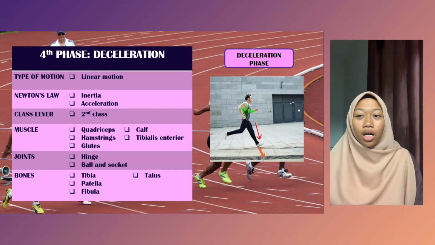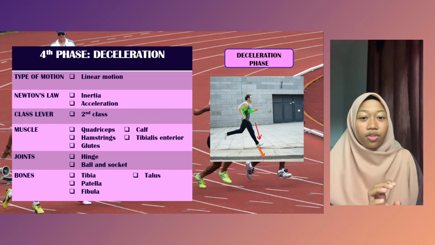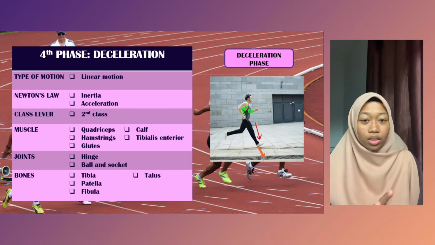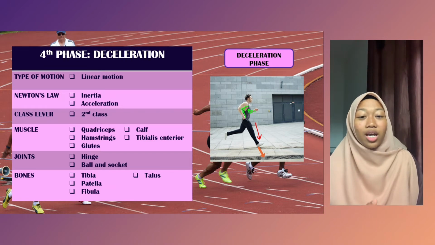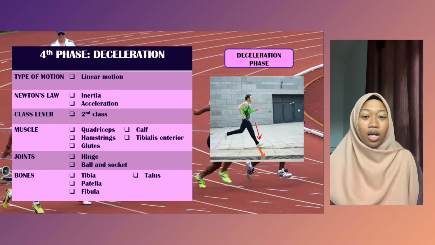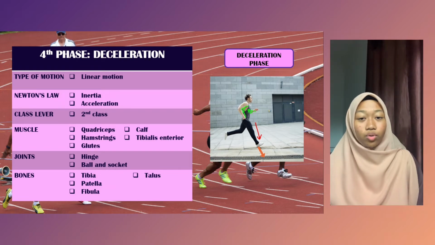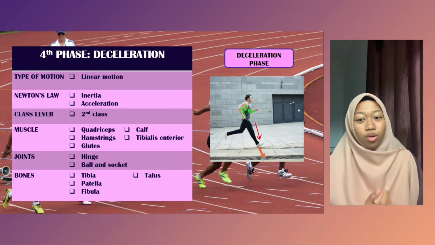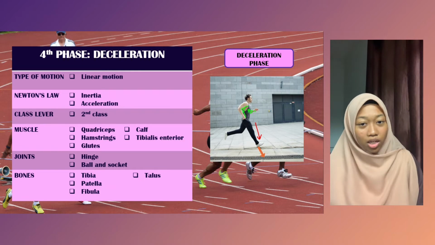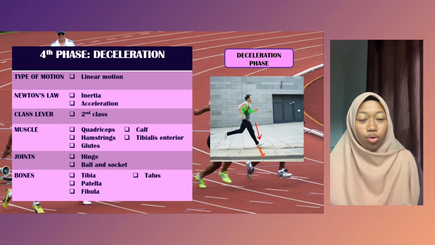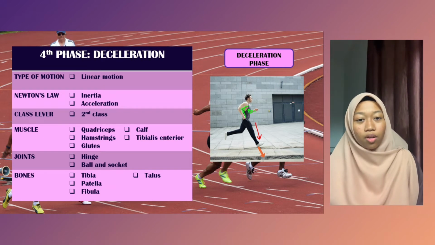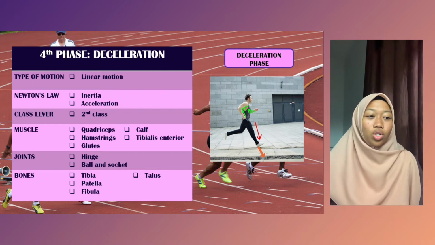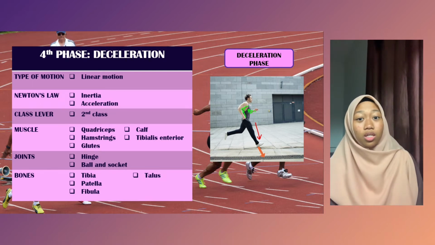Last but not least, the fourth phase, which is the deceleration phase. The type of motion in this phase is linear motion. For Newton's law, there are 2, which are inertia and acceleration. For the class level, it is second class. The muscles we use in this phase are quadriceps, hamstring, gluteus, calf, and tibialis anterior. For the joints, there are 2, which are hinge and ball and socket. And lastly, for the bones, tibia, patella, fibula, and talus. So that's all from me. I will pass to the next presenter.